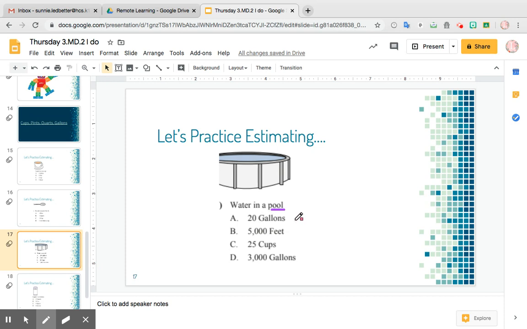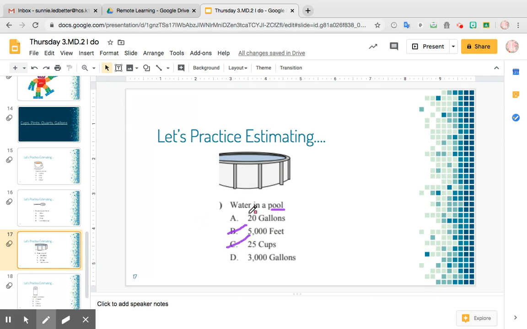20 gallons, 5,000 feet. Oh gosh, that does not even make any sense. I know feet is length, not capacity. So that can't be even an answer choice. That's just a silly answer choice. 25 cups or 3,000 gallons. Well, a pool is big. Now I know a cup is small, so I'm going to eliminate C.